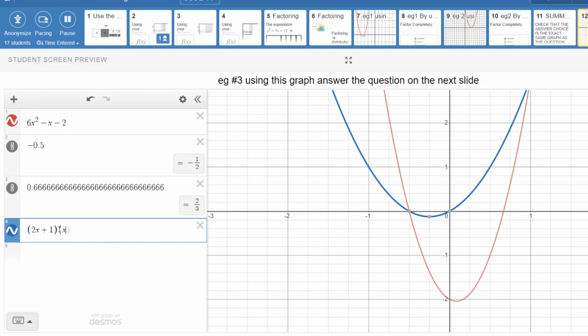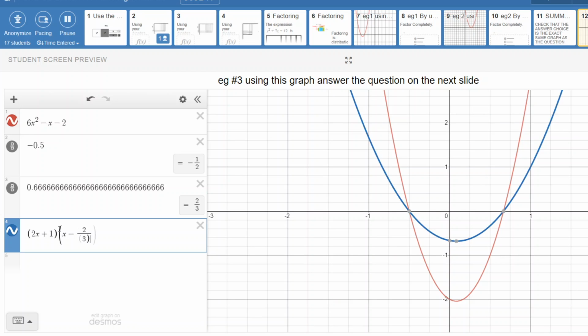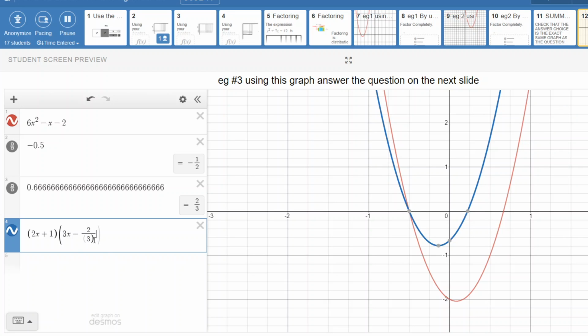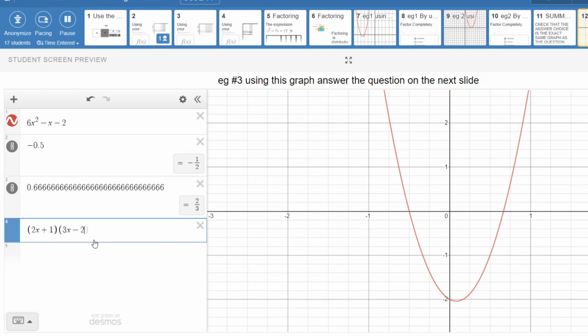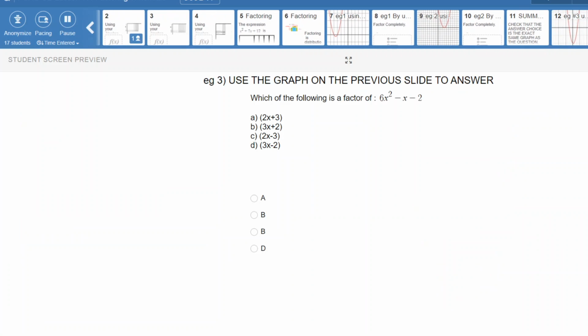For the 2/3, do the opposite, which is minus 2/3. But same thing, take that 3 and actually bring it to the front and put it in front of the x. So really, it should just be 3x minus 2. Notice that it's the same exact answer when I switch it on and off, so we know that we have the correct answer for this question as well.